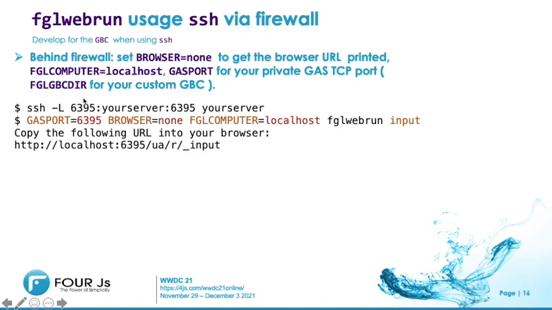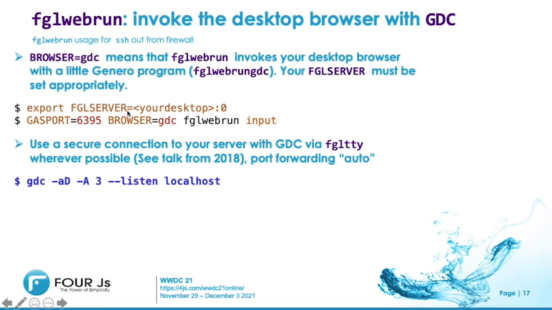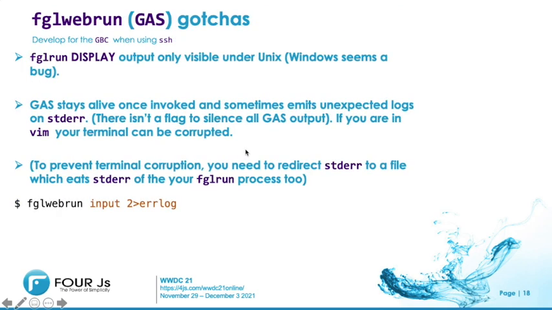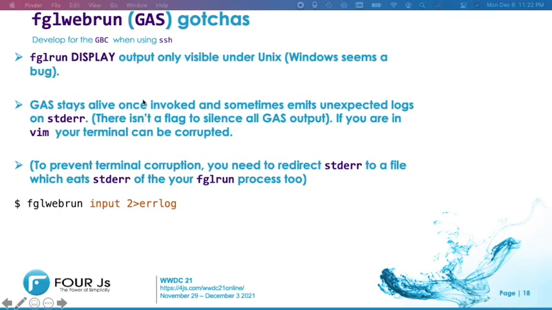You would need to use an SSH tunnel, and then also a little helper to start your program without copying the URL to your browser, by using GDC, setting browser to GDC, and having the correct value set for your FGLSERVER pointing to your desktop. Of course, the recommendation would be to always use a secure connection between the GDC and your development server. Still, there are some gotchas.